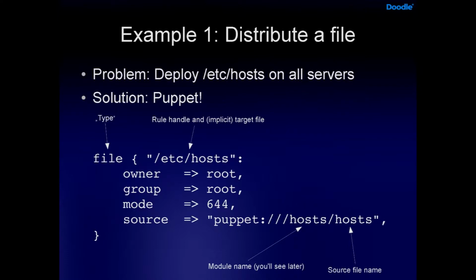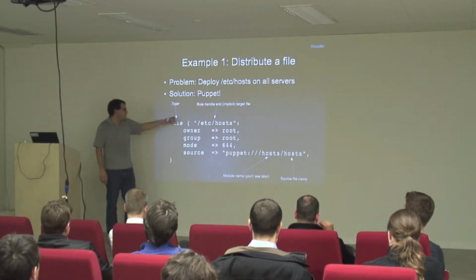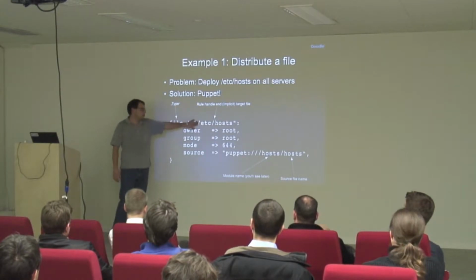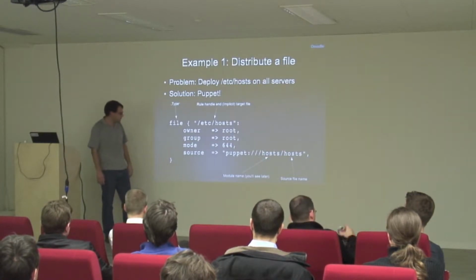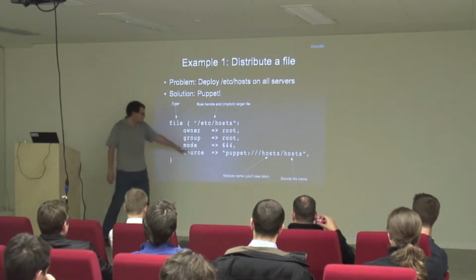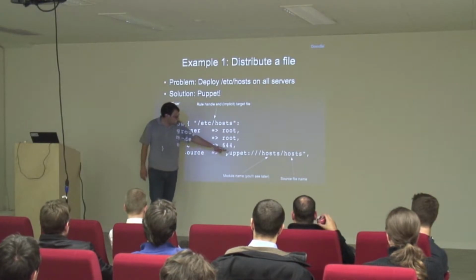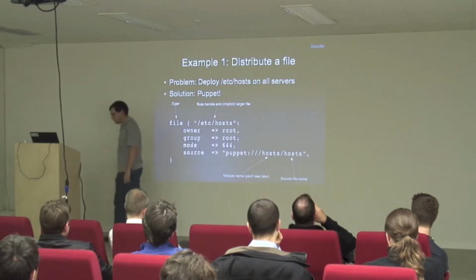Okay, so let's look at some simple Puppet rules. This is what Puppet calls a type. It's for distributing a file. Then there's the handle, which can be an arbitrary string, or it can be the target file in this example. If this is an arbitrary string, you have to specify the target file separately by an additional parameter here. It's kind of self-explanatory, and this is where Puppet gets the actual file. This is the package name, and this is the actual file within the package. You'll see later how that works.